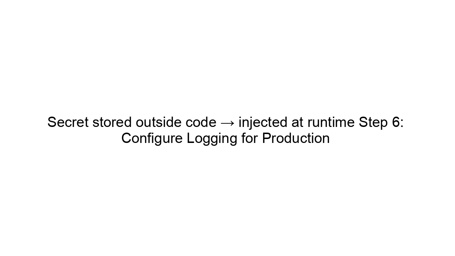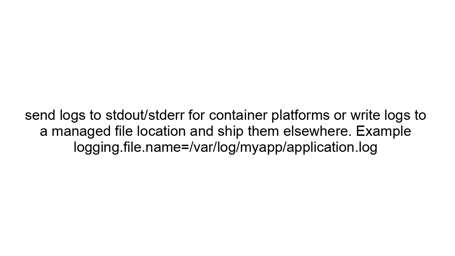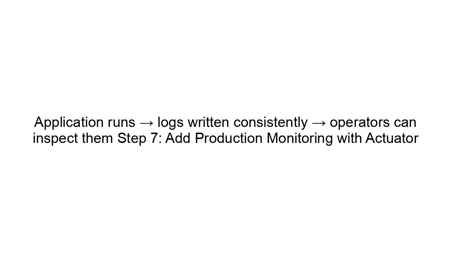Step 6. Configure logging for production. Spring Boot provides default logging configuration and supports console output with optional file output. For production, many teams either send logs to stdout/stderr for container platforms or write logs to a managed file location and ship them elsewhere. Example: logging.file.name=/var/log/myapp/application.log. Example concept: application runs, logs are written consistently, operators can inspect them.